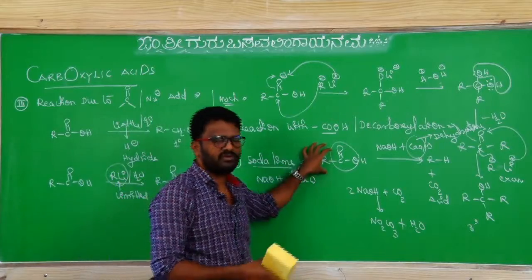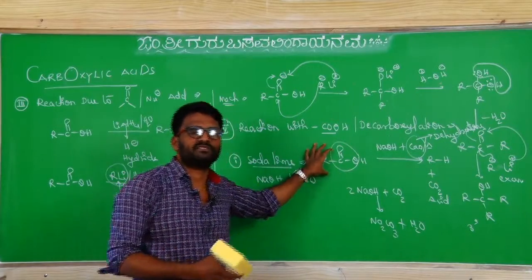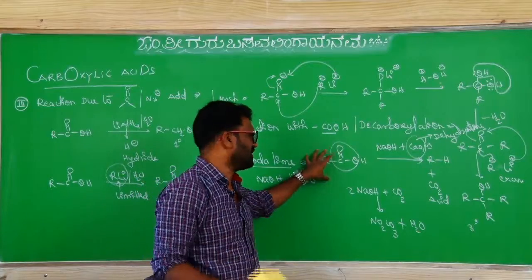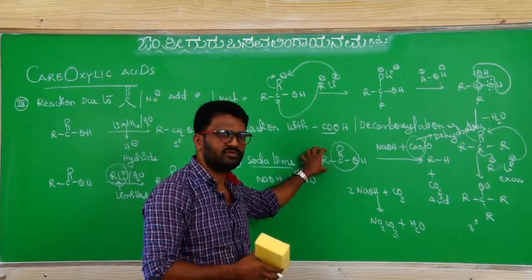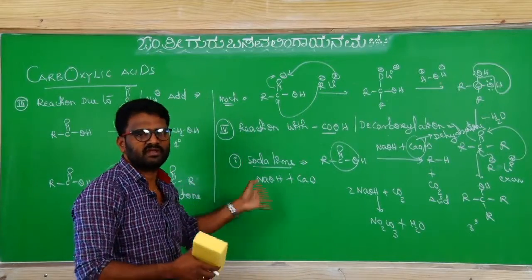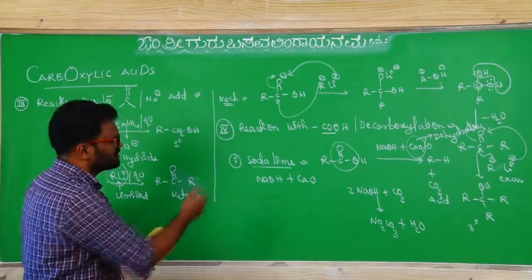In place of the R group, you can substitute any number of examples. If R is alkyl, you will get an alkane. If R is an aromatic ring, you will get an aromatic compound. So by changing the R group, you can get any number of examples in organic chemistry. This is the soda lime reaction.